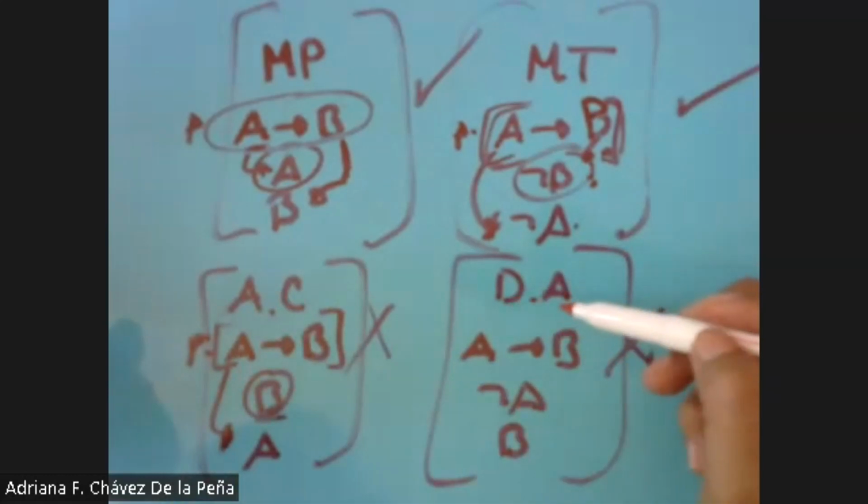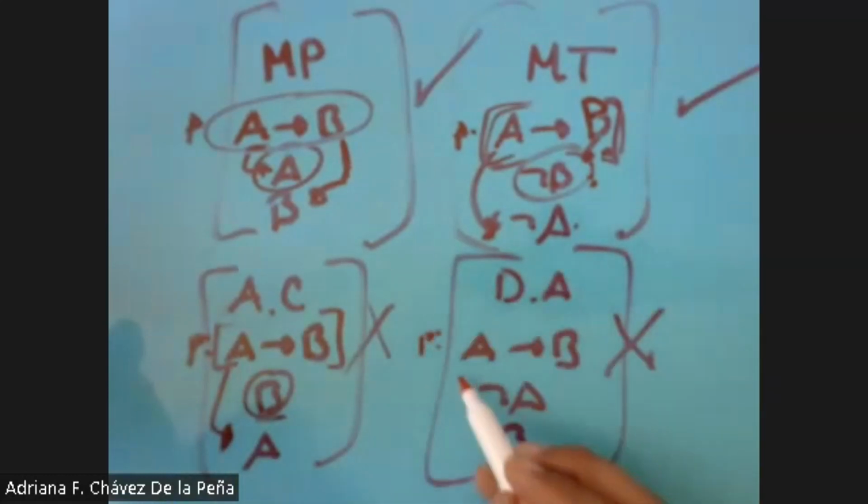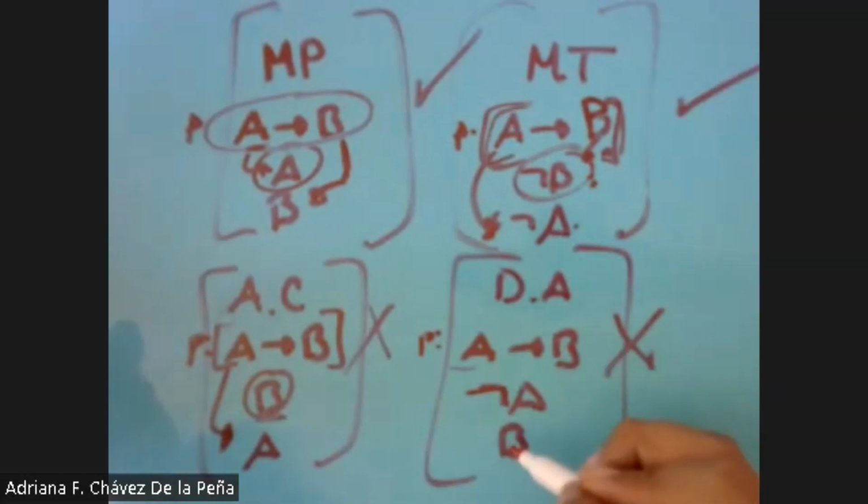And then we have denying the antecedent. Again, same premise, if A, then B. And we are warned here that not observing A is not evidence enough for affirming that B is not going to happen. So this is also a fallacy.